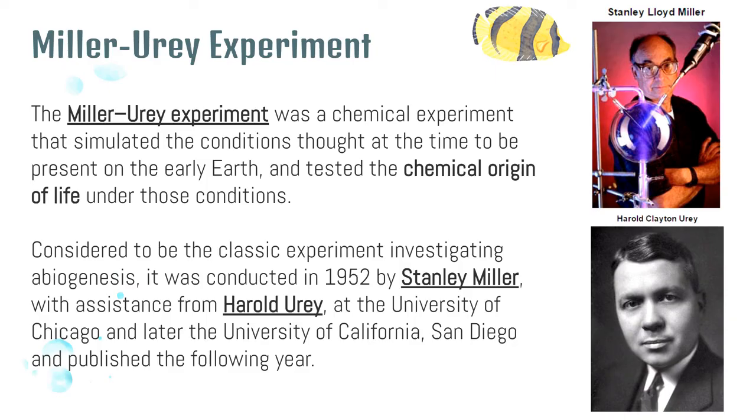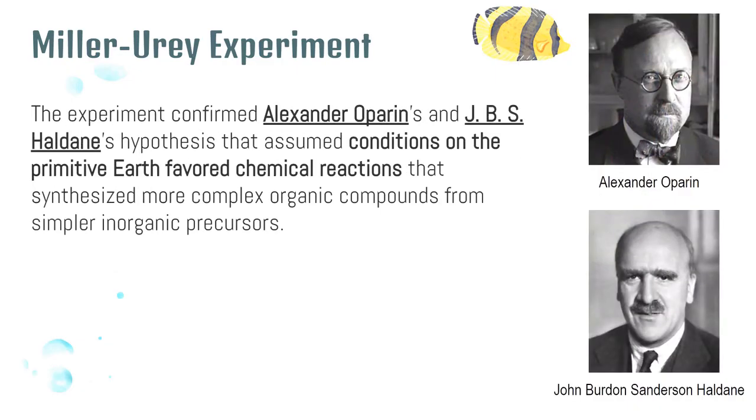This was considered to be a classic experiment investigating abiogenesis. It was conducted in 1952 by Miller and Urey at the University of Chicago, and it was eventually published the following year. The Miller-Urey experiment confirmed what Alexander Oparin, shown here, and J.B.S. Haldane said, that the conditions of the primitive Earth favored chemical reactions that synthesize complex organic compounds from inorganic precursors.